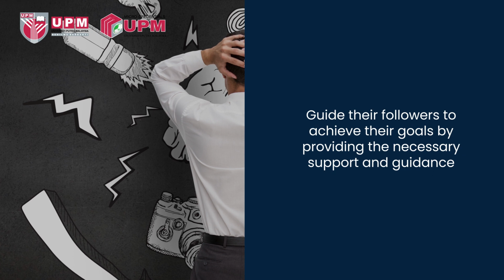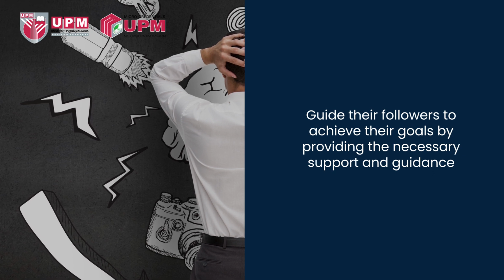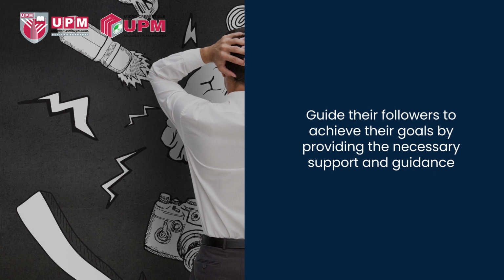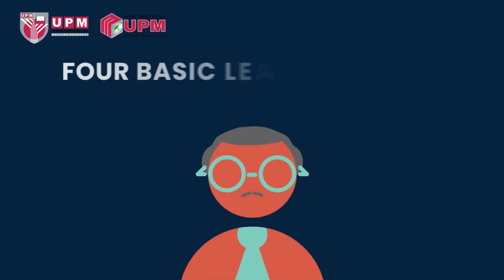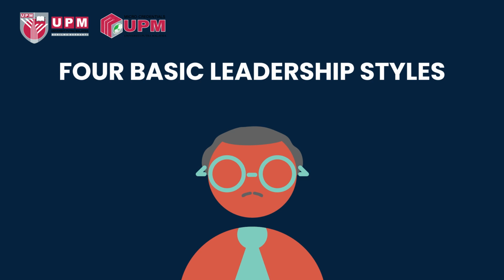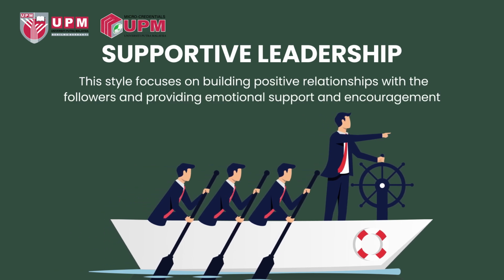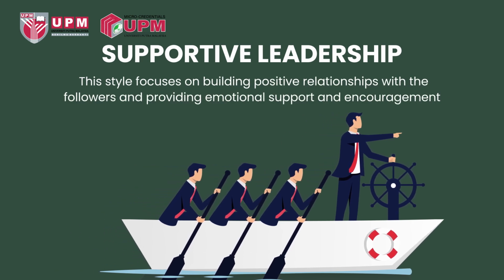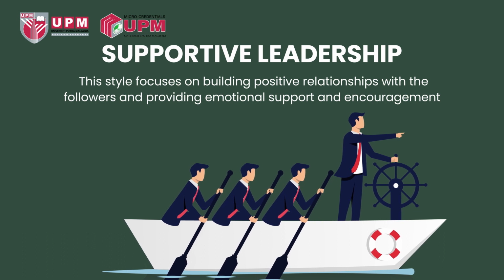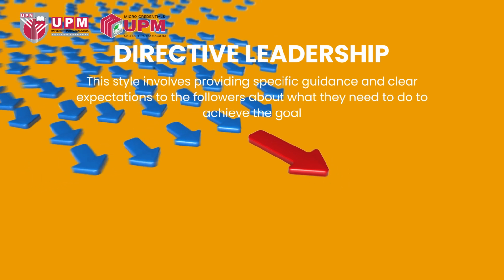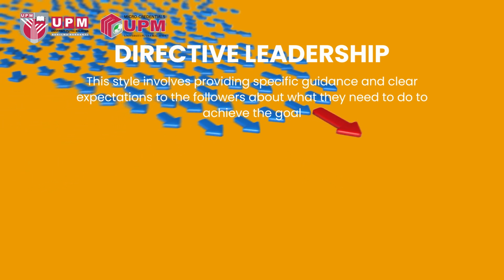The theory suggests that the effectiveness of a leader depends on their ability to match their leadership style to the needs of their followers and the characteristics of the task at hand. The theory proposes 4 basic leadership styles that a leader can use to guide their followers towards the goal. Supportive leadership. This style focuses on building positive relationships with the followers and providing emotional support and encouragement.